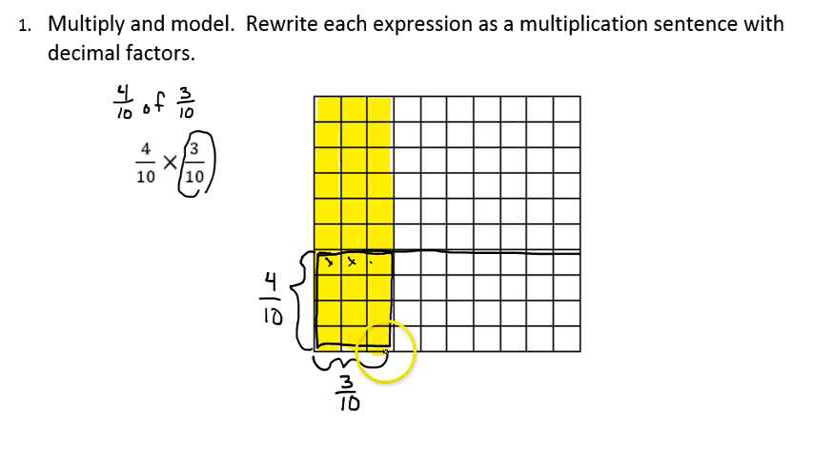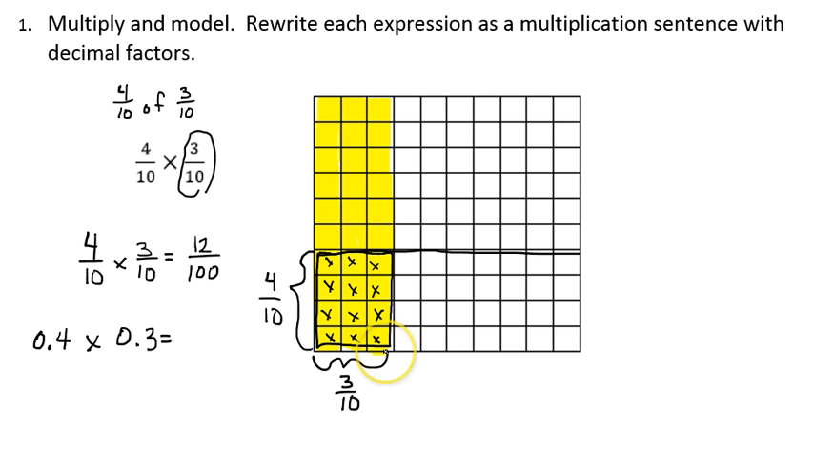Each one of the pieces is 1/100th of the entire grid, since it takes 100 of these squares to make the entire grid. That means that 4/10 times 3/10 equals 12 1/100ths, 12 squares out of the 100 that make up the whole. To write that using decimal factors, I would change each fraction to a decimal first. 4/10 as a decimal is 0.4. Take that times 3/10, and my product is 12/100ths. That would be 0.12 as 12/100ths. So this is the decimal form of this multiplication problem.